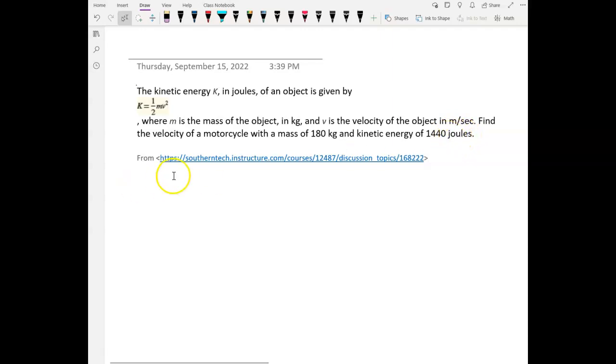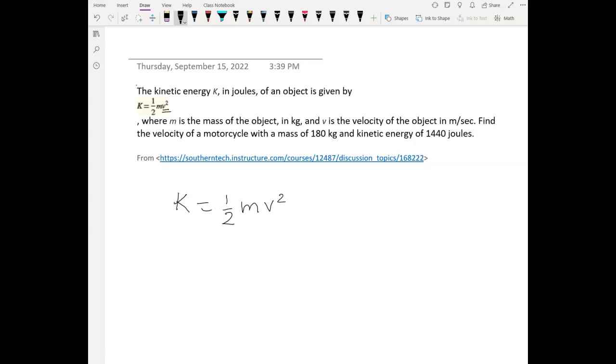Anyway, so basically, you want to find the velocity, right? The velocity is V, so we need to solve for V here. All right, so let me write it. K is equal to 1/2 times M times V squared.